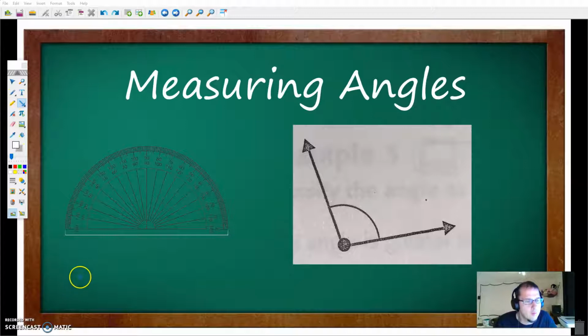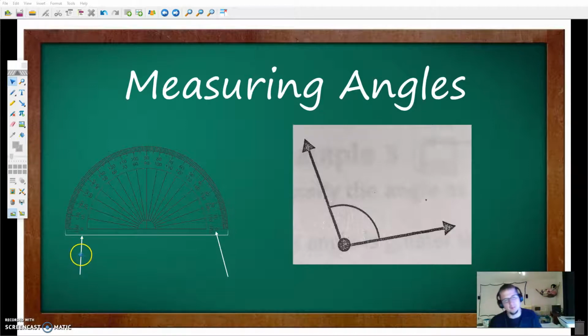You'll notice that we have two different rows of numbers. One starts at 0 on this side, one starts at 0 on that side. That's just for ease of measuring. Now, what you want to make sure of is that you read the right number. I'll help you understand which number is the right number here in just a second.